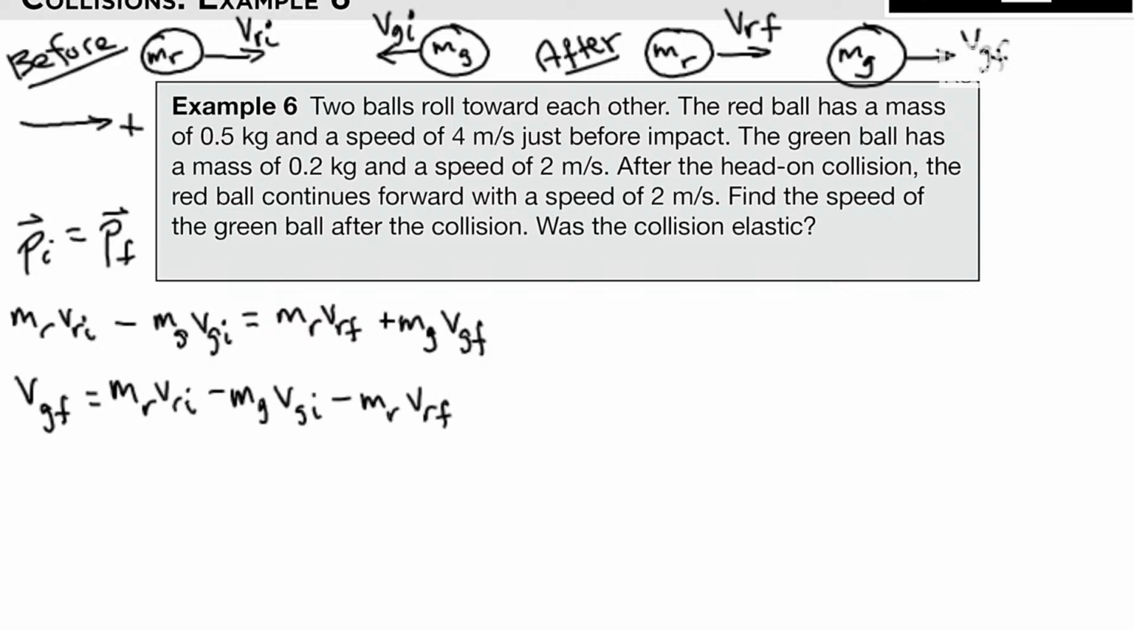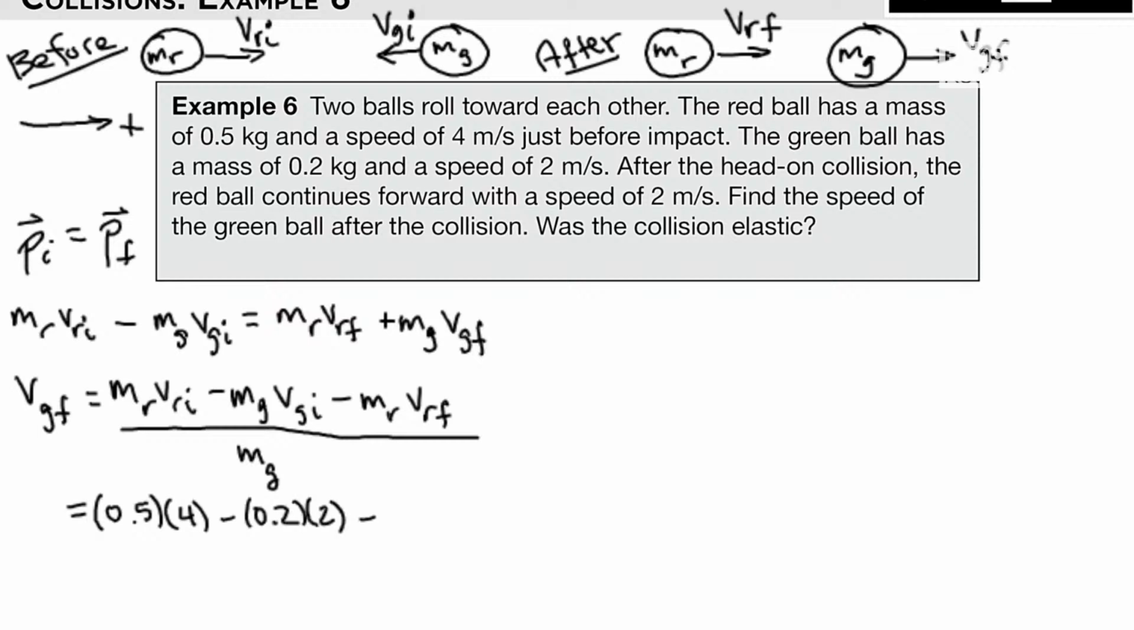And then after that, we can divide through by the mass of the green ball. And now that we've isolated for what we're looking for, we can plug in numbers. So we've got a mass for the red ball and an initial speed, a mass for the green ball and an initial speed, and then the red ball has a known final speed.